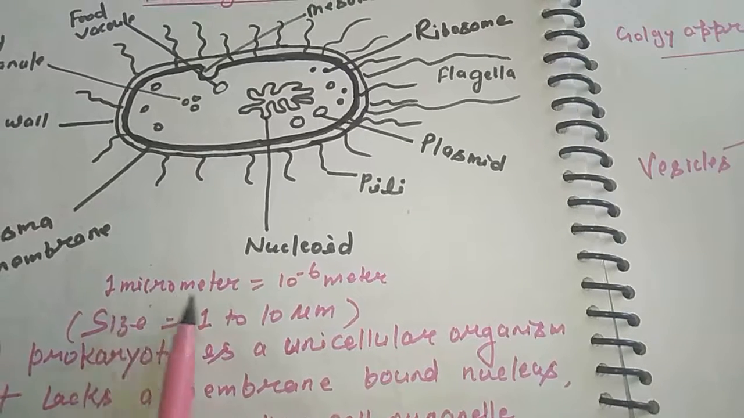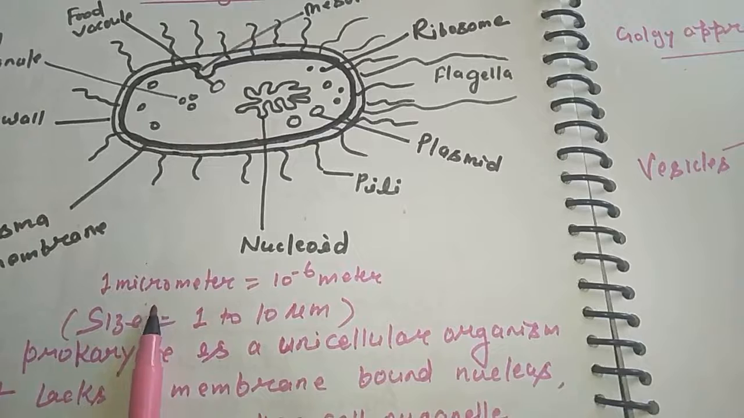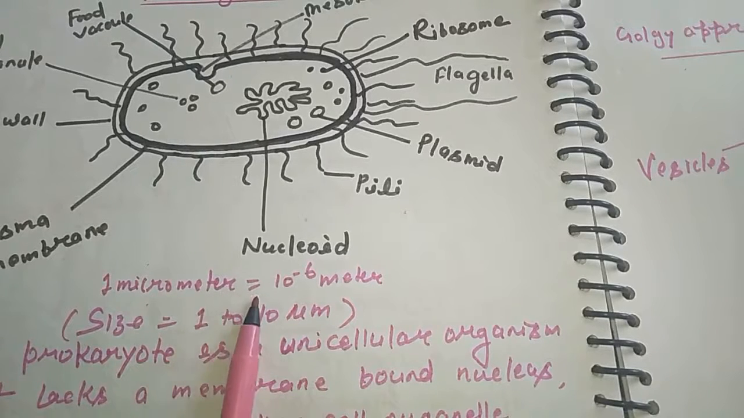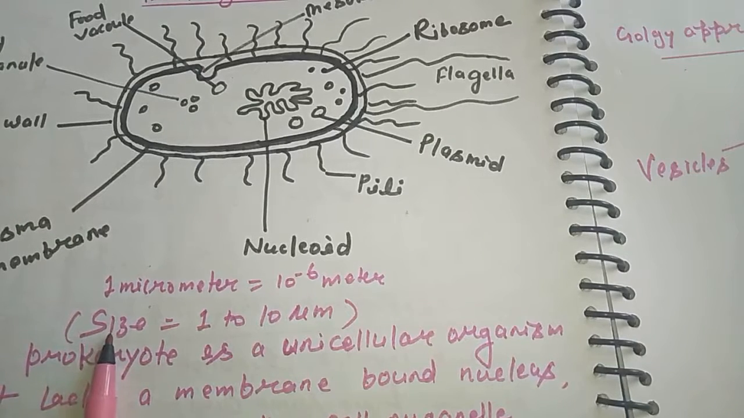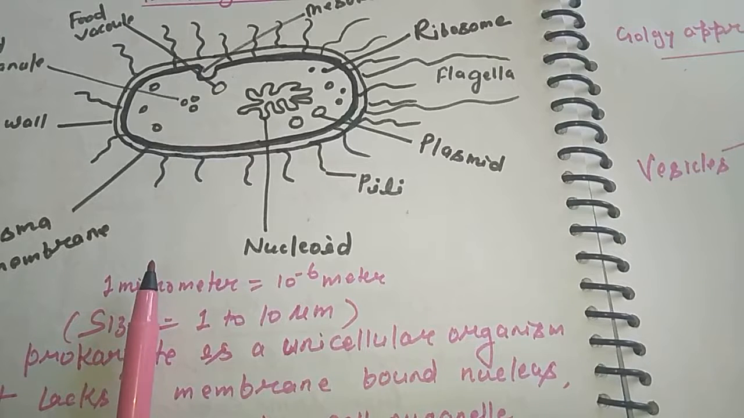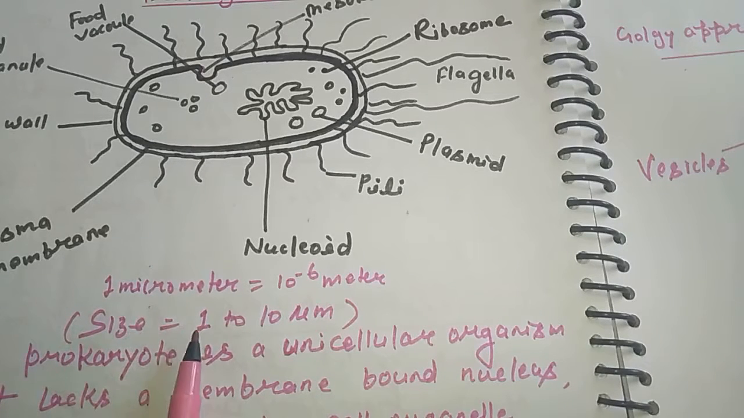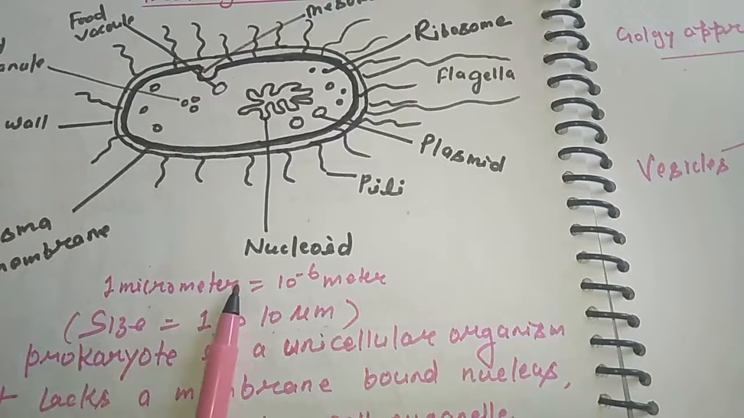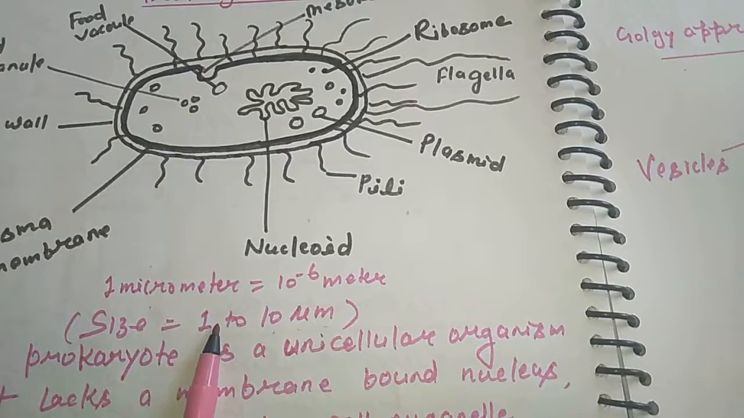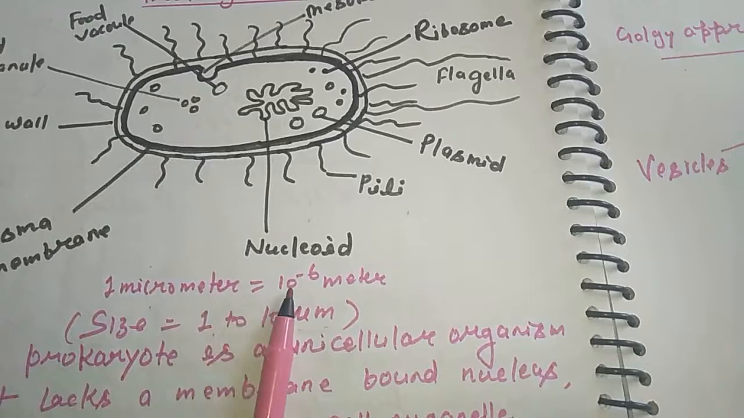So students, 1 micrometer. The value of 1 micrometer is equal to 10 to the power minus 6 meter. So the size of bacteria, the size of the prokaryotic cell, is between 1 to 10 micrometer. This is the symbol of micron, and this is the symbol of meter. First let us understand what is 1 micrometer and what is the value of 1 micrometer in meter. So 1 micrometer is equal to 10 to the power minus 6 meter.